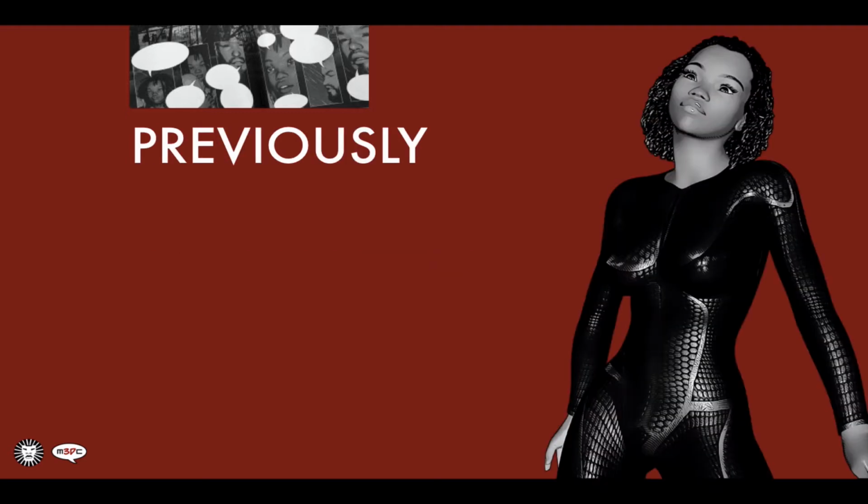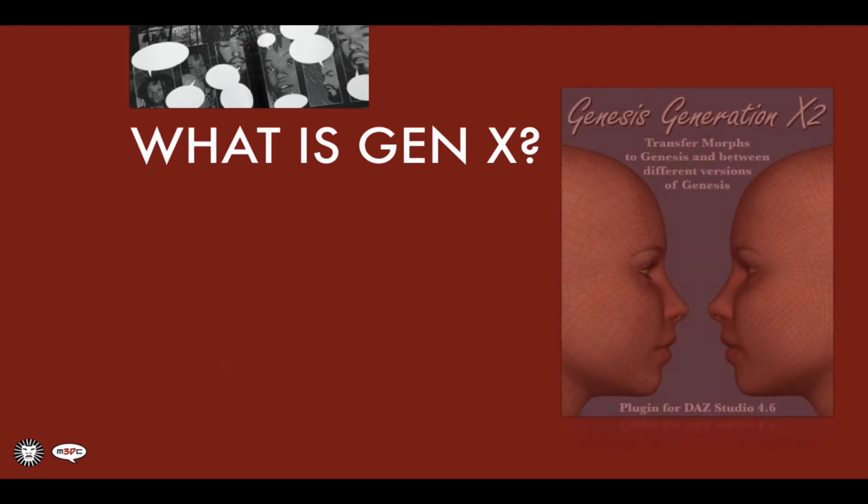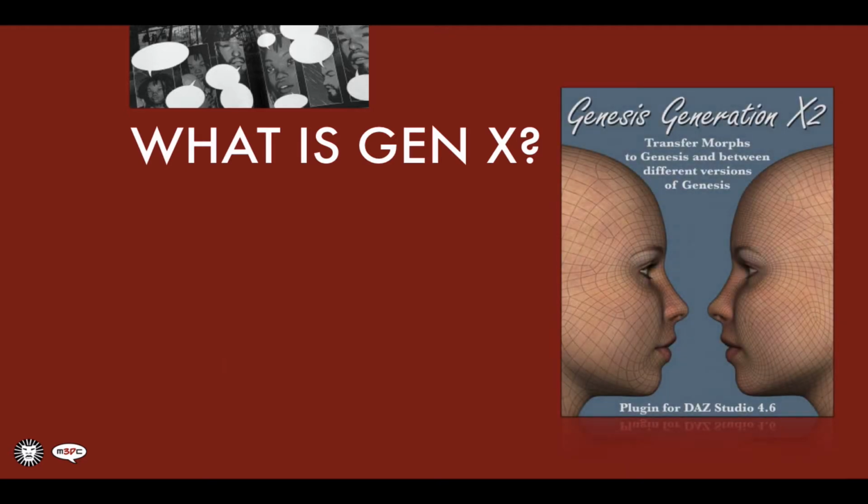So previously, I discussed how to apply legacy morphs, and when I say legacy, I mean Victoria 4 and Michael 4 morphs, to the first generation Genesis base figure. To catch up, you can click the link below to watch that video. Otherwise, in this video, I'm going to walk you through the process of how to make those legacy morphs compatible with Genesis. In order to do this, you'll need to purchase the Generation X plugin from DAZ3D.com.